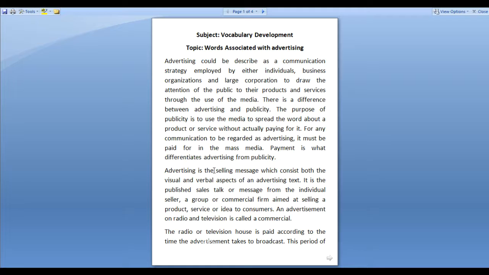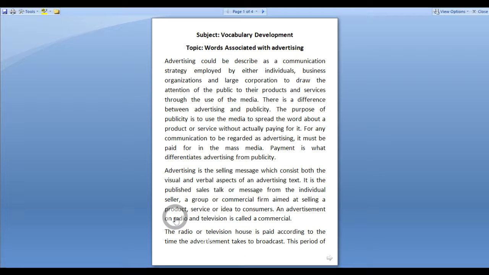There is a difference between advertising and publicity. The purpose of publicity is to use the media to spread the word about a product or service without actually paying for it. For any communication to be regarded as advertising, it must be paid for in the mass media. Payment is what differentiates advertising from publicity.